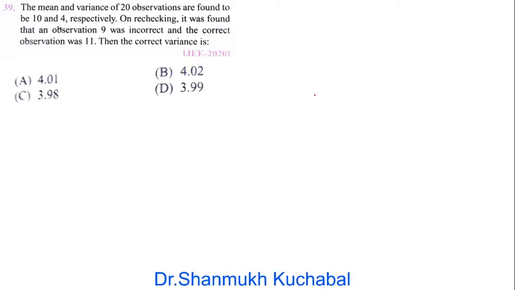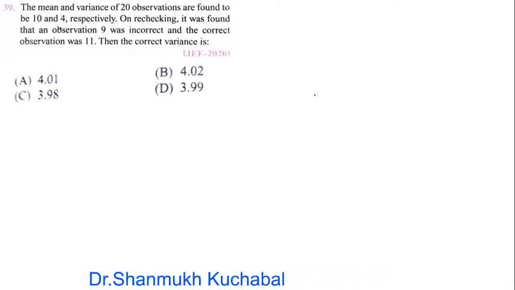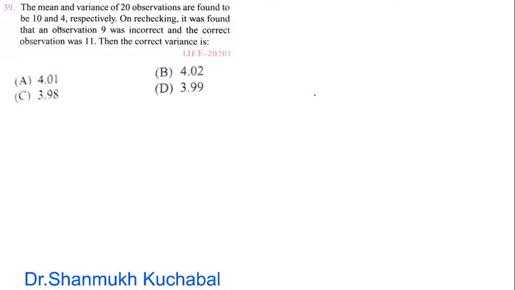The given information is that the mean and variance of 20 observations are found to be 10 and 4 respectively. On rechecking, it was found that an observation 9 was incorrect and the correct observation was 11. Then we have to calculate the correct variance here.